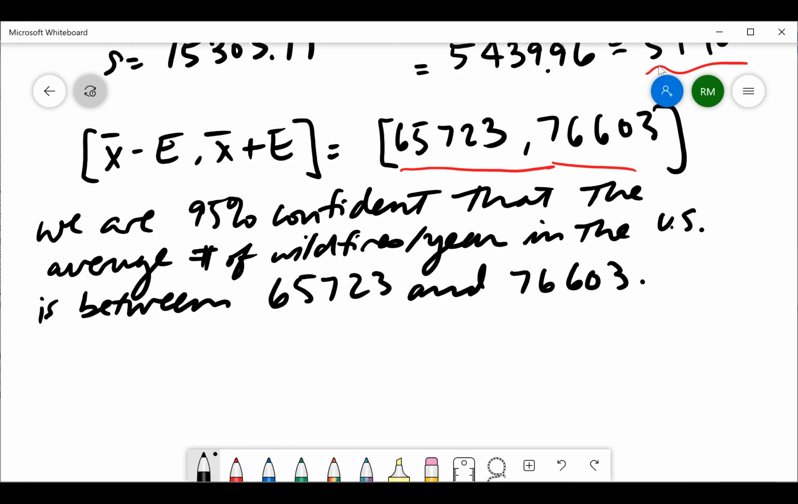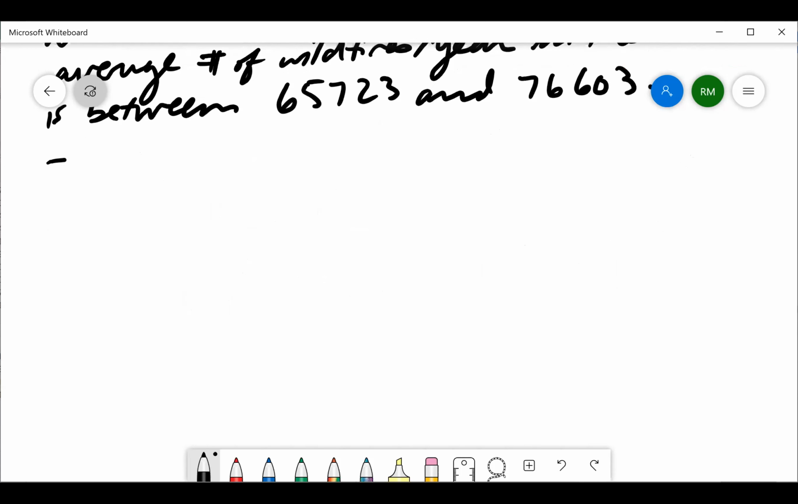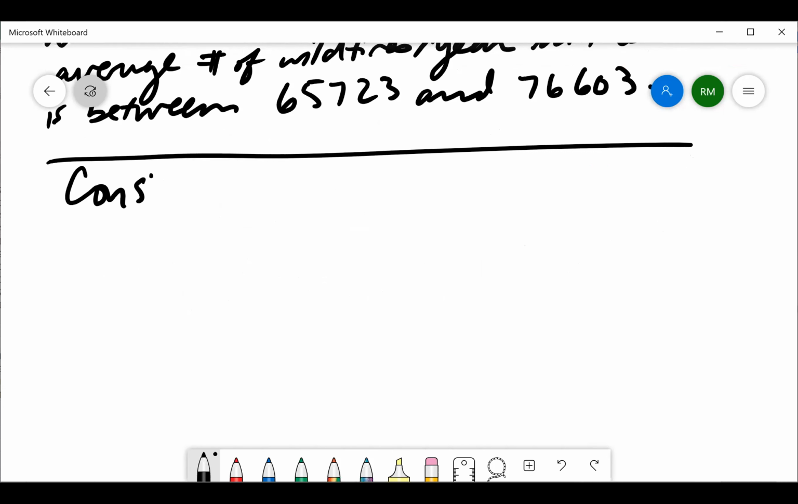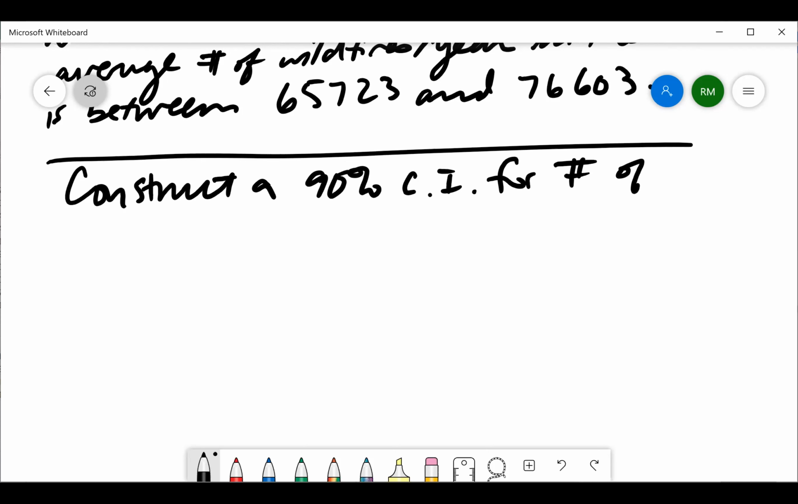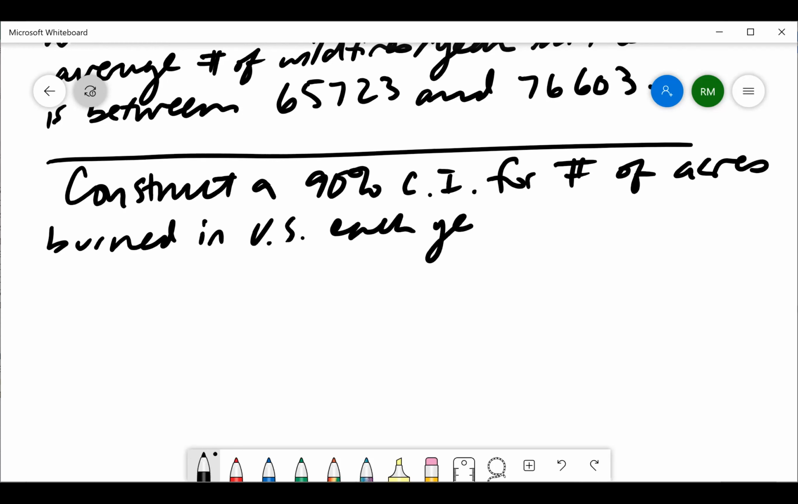All right, so now let's do another example, and let's actually look at the number of acres burned each year by wildfires in the US. I know today's a real cheery topic. So let's construct a 90% confidence interval for the number of acres burned in the US each year on average by wildfires.